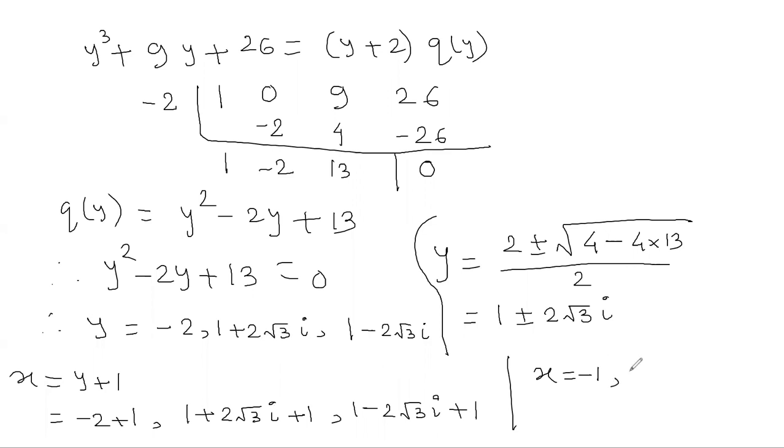Then it is 2 times (1 plus root 3i), and 2 times (1 minus root 3i). Okay, so these are the roots of the given equation.